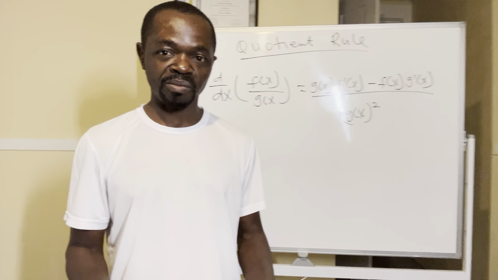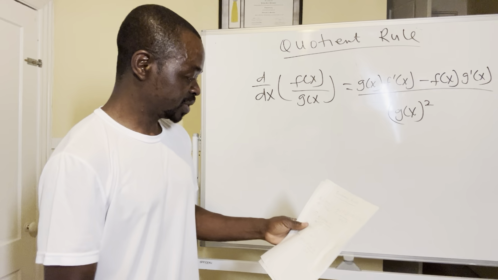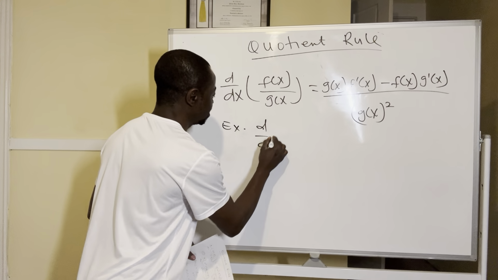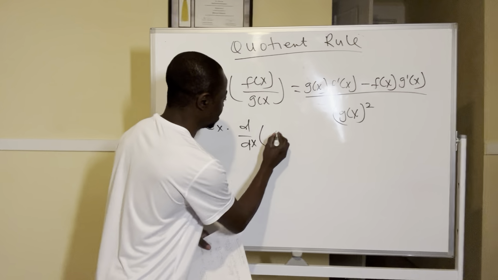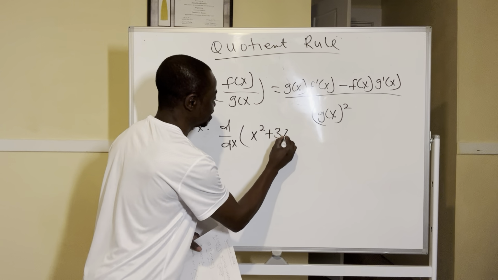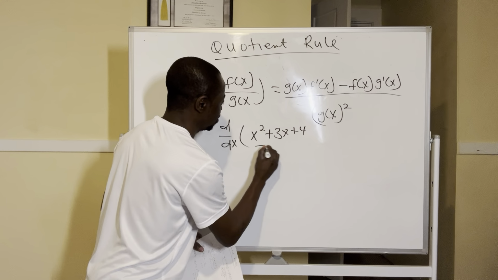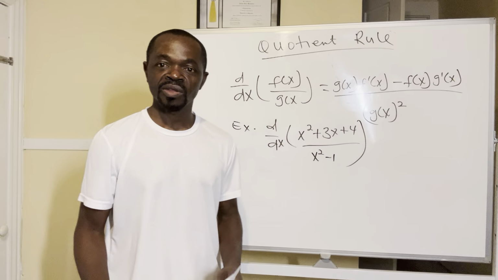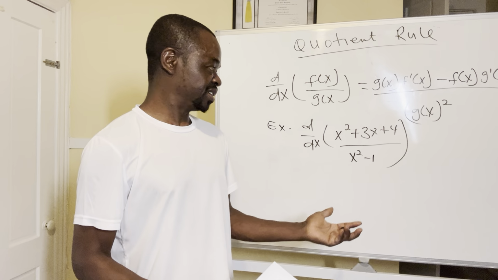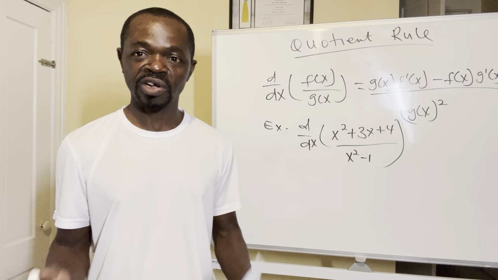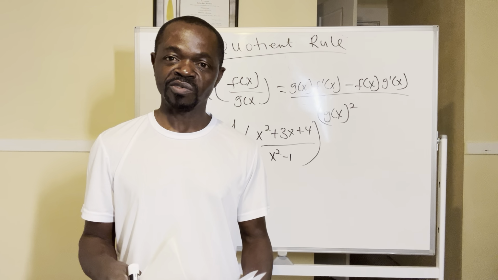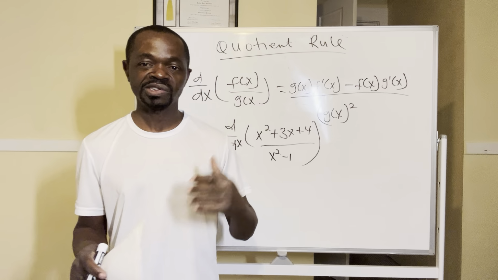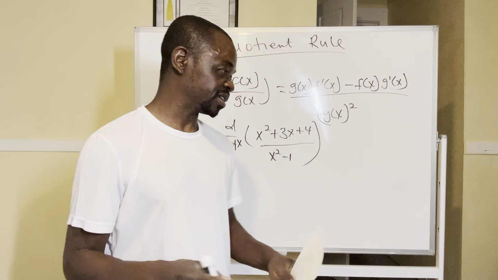Now let's go straight to an example. Then you apply the formula. So example, we have d/dx of (x squared plus 3x plus 4) all over (x squared minus 1). So how do we differentiate this? By using the quotient rule. First of all, you identify your two functions. You have to identify f of x and g of x. Most of the time, f of x is the numerator, and g of x is the denominator.